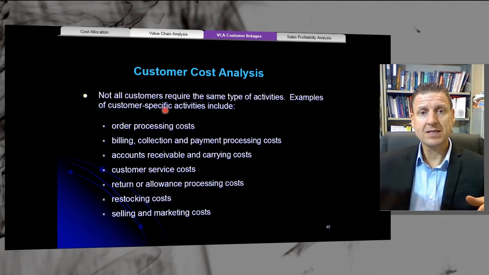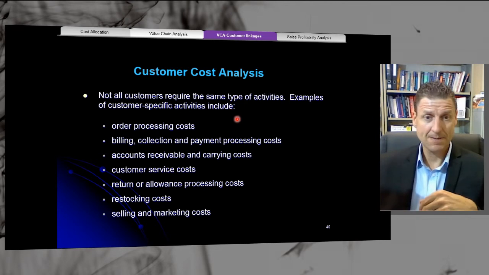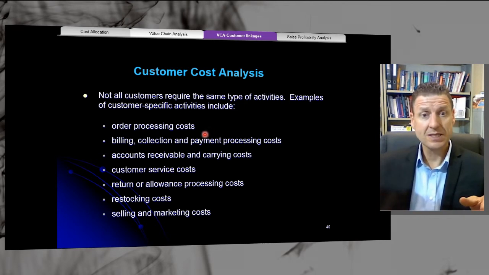Okay, what about some of the different activities that may cause costs to be different across the different customers? So we're talking about the cost side of the customer cost analysis. Order processing costs, billing, collection, payment processing costs, accounts receivable and carrying costs, customer service costs, return or allowance processing costs, restocking costs, and selling and marketing costs. All of these costs have the potential to vary from customer to customer.